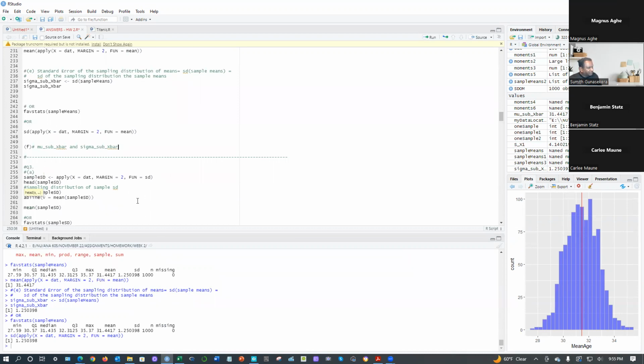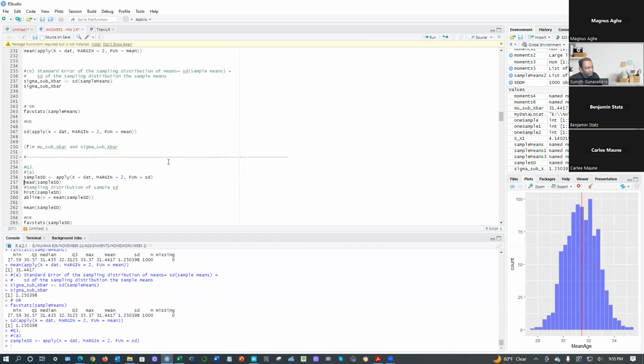Now you change it a little bit. Now you can say sample standard deviation. Calculate the standard deviation this time, not the mean. I need the sample standard deviation, and that's why for the function I use SD. And draw the histogram for the standard deviation.